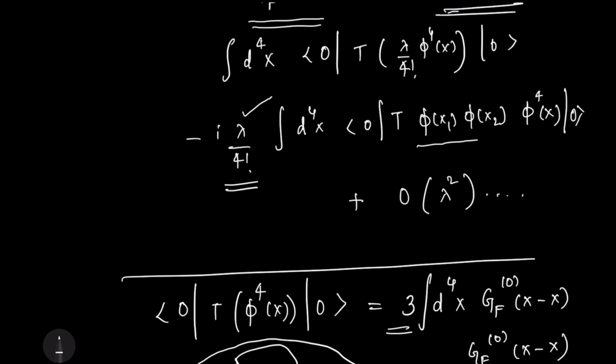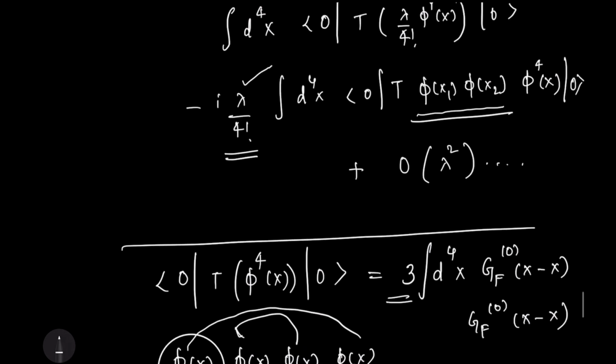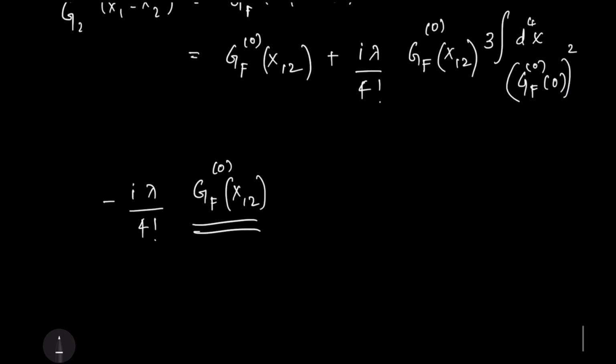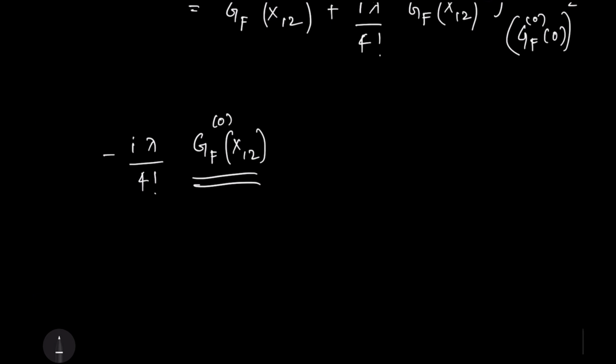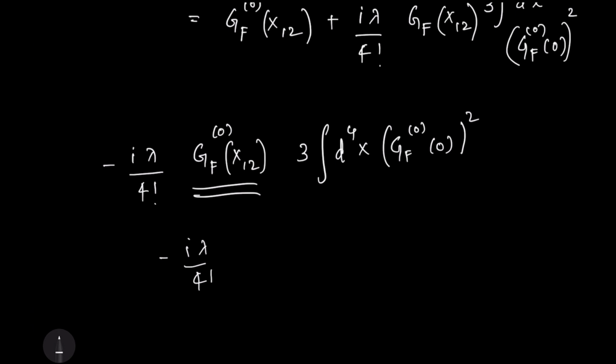So here also phi x1, phi x2 I have written as GF x12. Okay, so remaining you have phi raised to 4 of x. So I will write 3 times GF0 squared, right? That is one way of doing it. Then i lambda by 4 factorial.